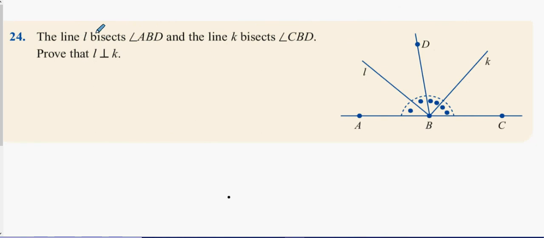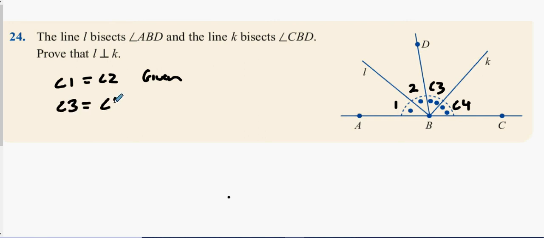The line L bisects ABD. So this means that this angle 1 will equal angle 2. Angle 1 equals angle 2. That's given. Now I'm going to call this angle 3 and angle 4. And line K bisects CBD. So angle 3 equals angle 4. Prove that L is perpendicular to K.